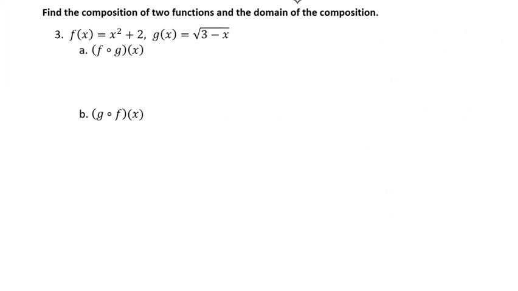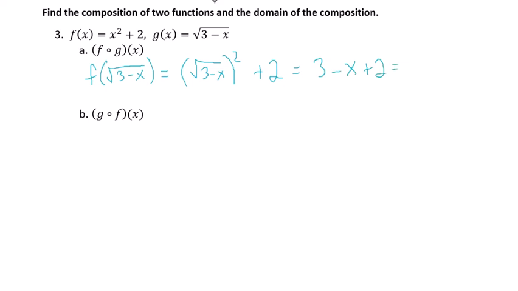All right, here is our last set of examples for today. We're going to plug these in, same as we did previously. So f of g of x, which is the square root of 3 minus x, gives us our x squared plus 2. And this is the square root of 3 minus x. And so that gives us 3 minus x plus 2, which would be 1 minus x.